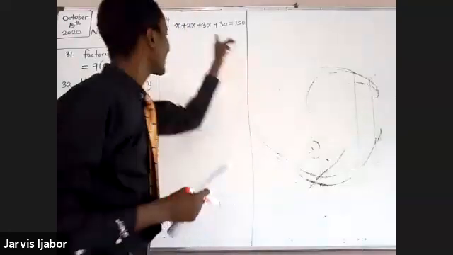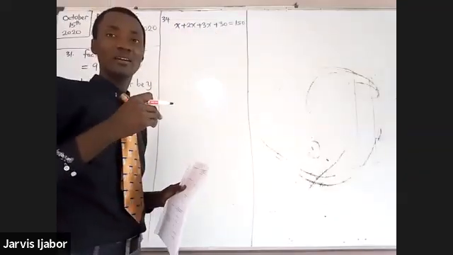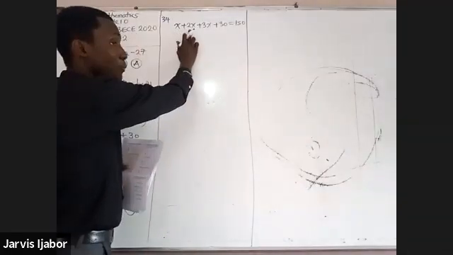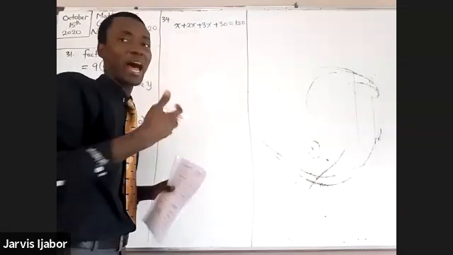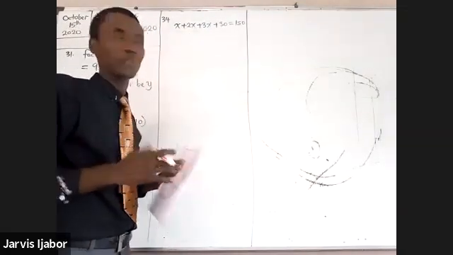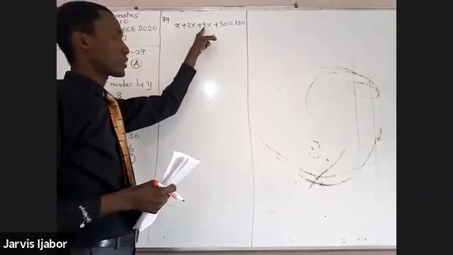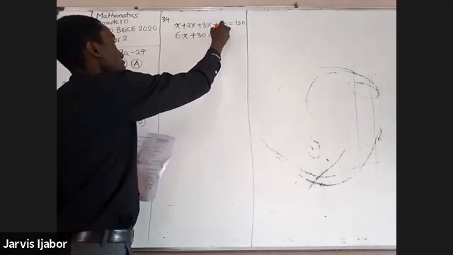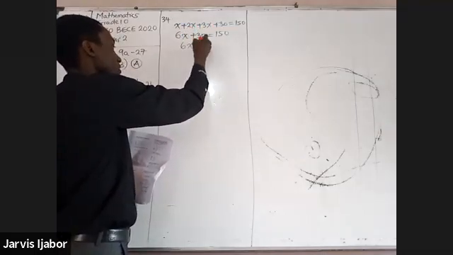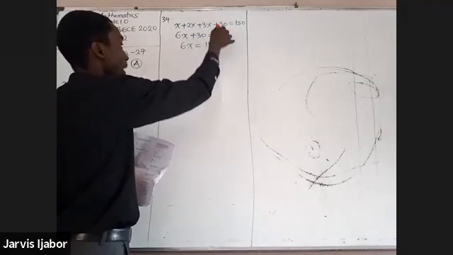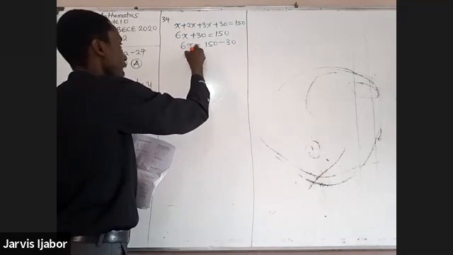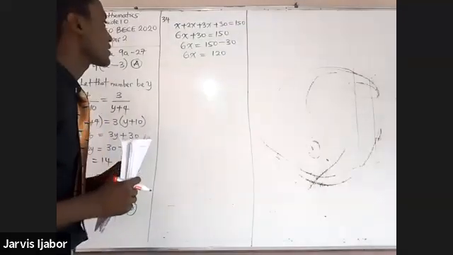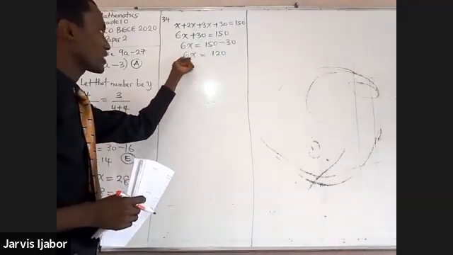Once you see letters, try to attach fruits to the letters. For instance, this is 1 apple plus 2 apples plus 3 apples. You see, by mentioning apples, it makes it easy for you to understand what we're doing. So this is 1 plus 2 plus 3, that will be 6. So 6 apples plus 30 will give me 150. Meaning that 6x, or 6 apples, will equal 150 minus 30. And then 6 apples will equal 120.